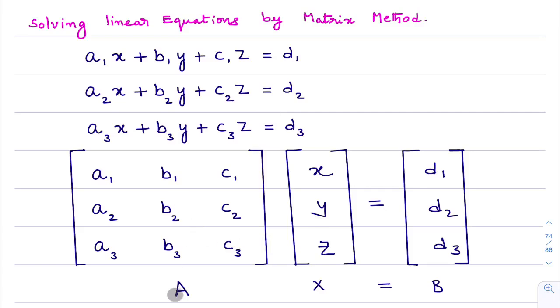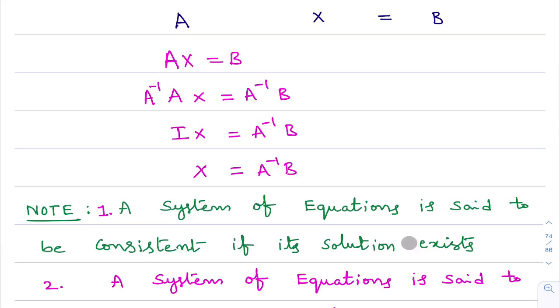I'll name this matrix as A. From now onwards, in this exercise, A means coefficient matrix, X means unknown matrix, B means this constant matrix, right? Whatever is after the equal sign, whatever numbers will be there, that matrix. Okay. What I did, the given linear equations I wrote in the form AX equal to B. See here, AX equal to B.